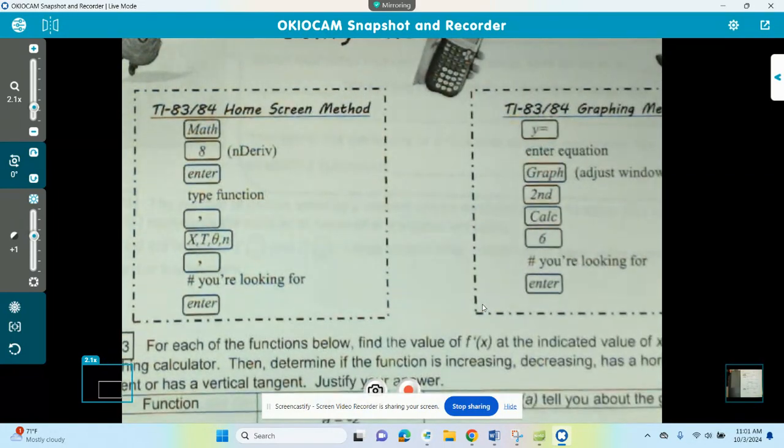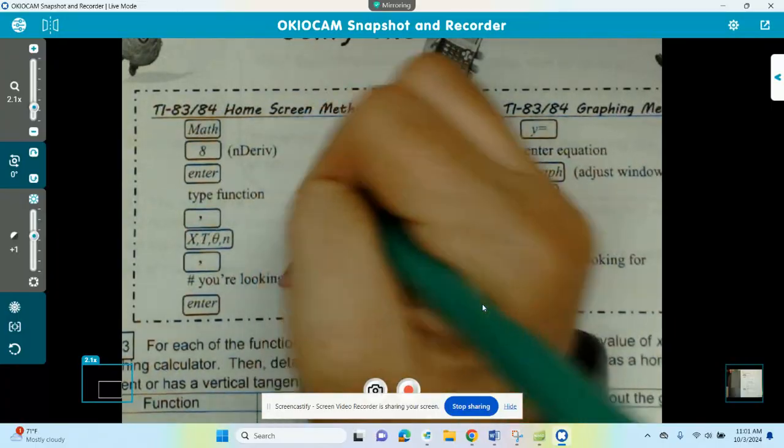All right. So when y'all do this, when we start to hit these, okay, it's going to pop up something that looks like this.